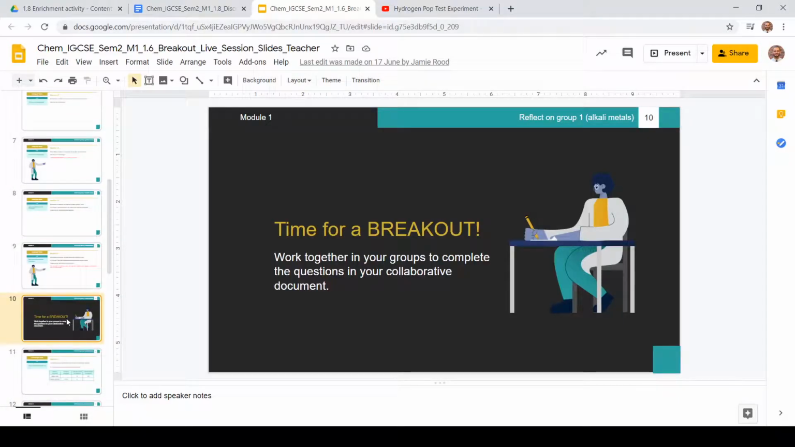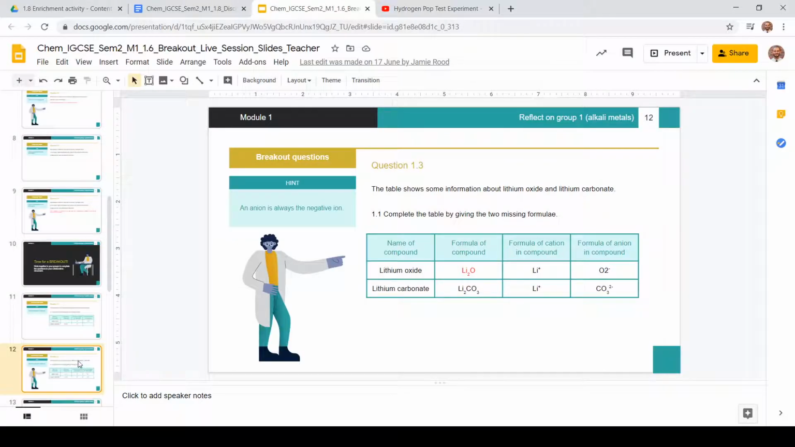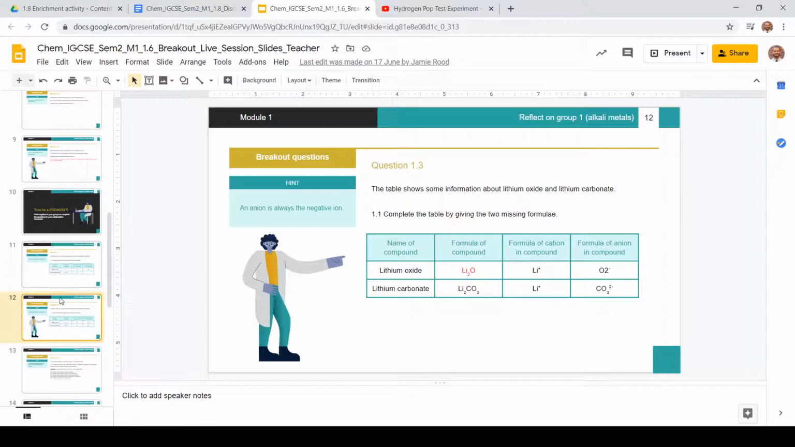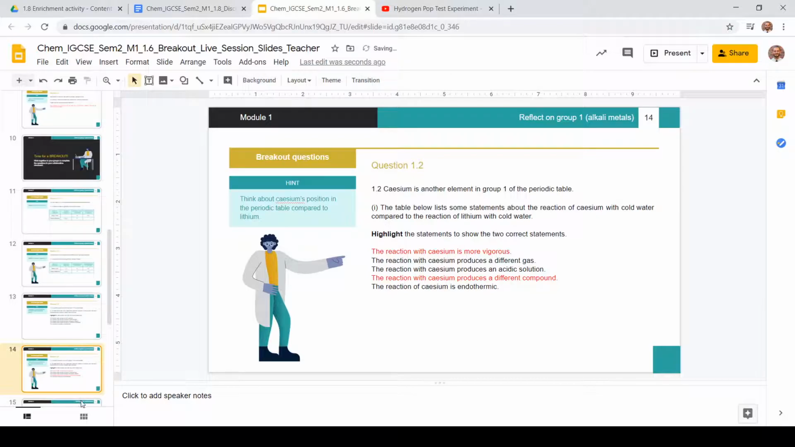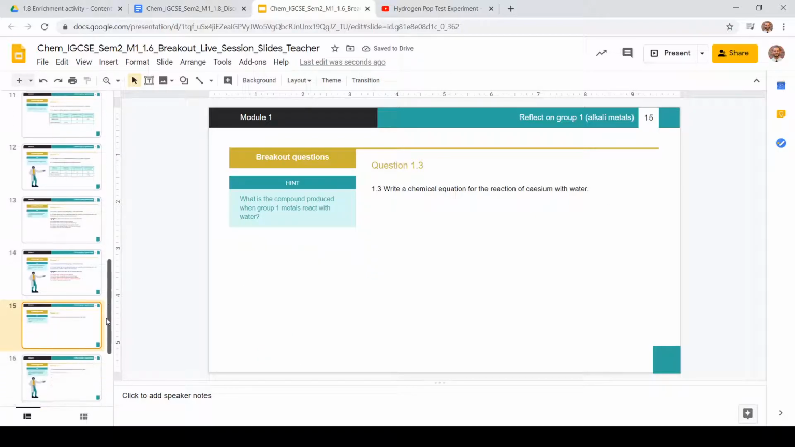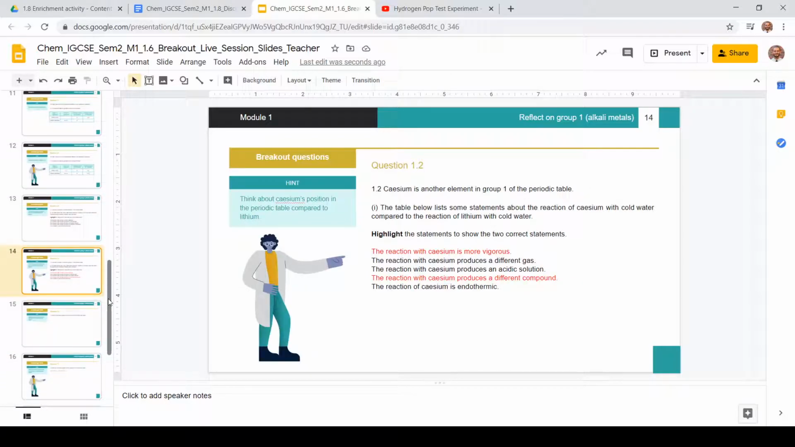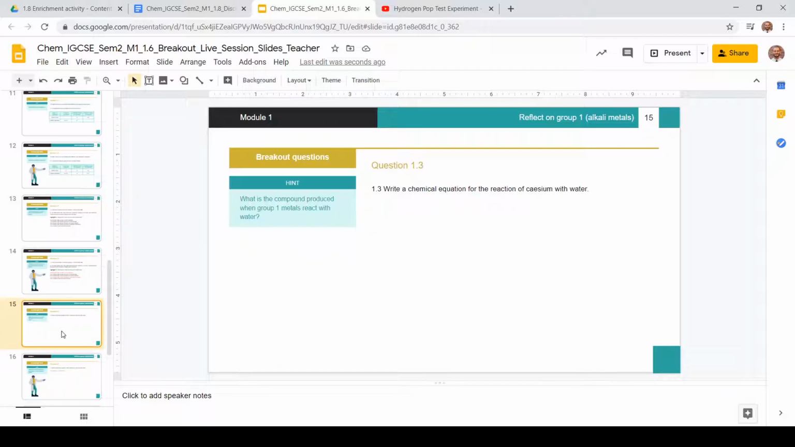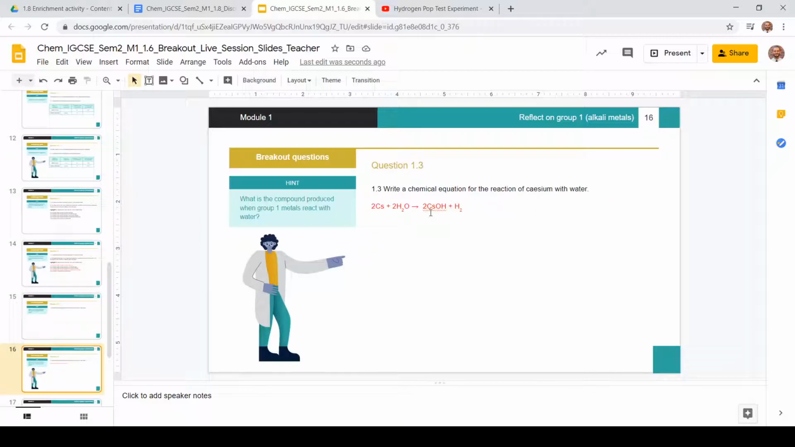All right, the breakout room. We would have gone into our breakout groups, we would have done the collaborative document, and then we would go through the answers. So I'm going to go through the answers now. If you haven't done those answers, do them now, please. Okay, first answer. I'm going to go through this super quickly. Answers in red. All right, next one. Wait, we can go through that one there. There you go. Next one, chemical equation. There you can see the calcium hydroxide and the hydrogen gas.